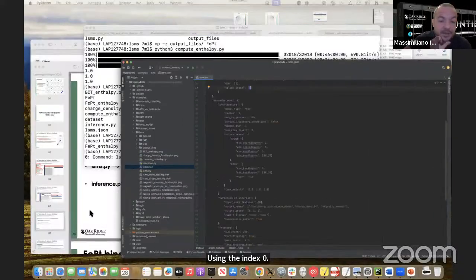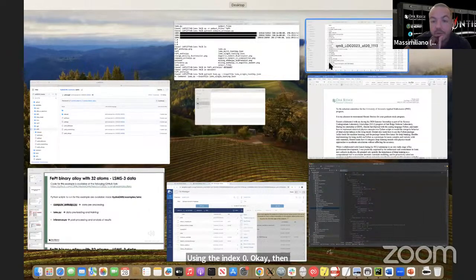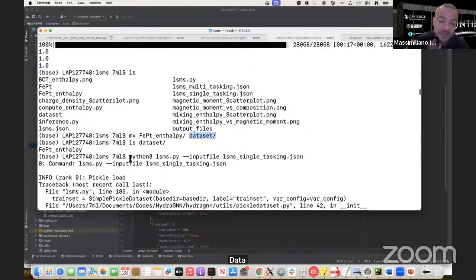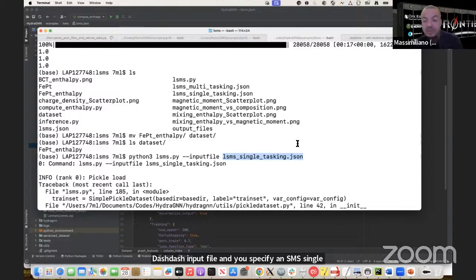Okay, then the data pre-processing is done. You kick off the training for single tasking. In this case, I recommend that you use as an input argument --input_file, and you specify LSMS_single_tasking.json as JSON file for input parsing, because the default value of input file that you find in the Python script is for multitasking. So if you wanted to use a single tasking, you need to specify the correct name of the input file.